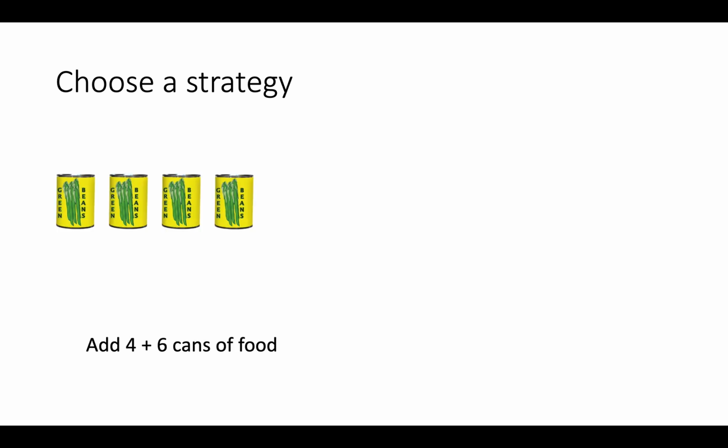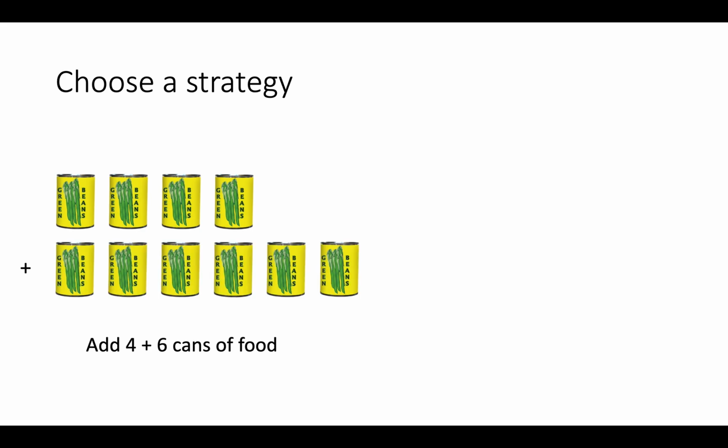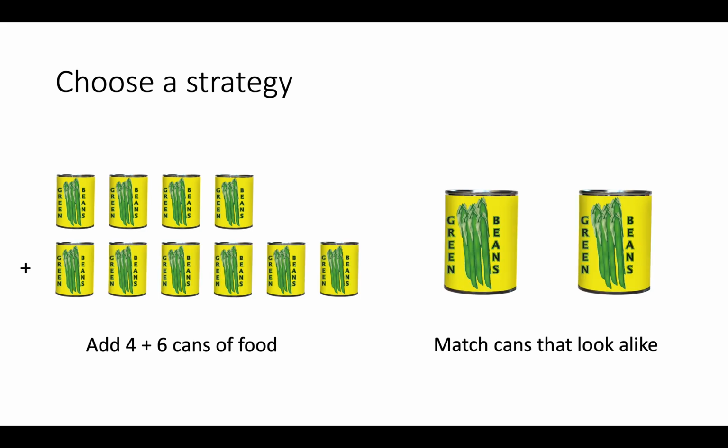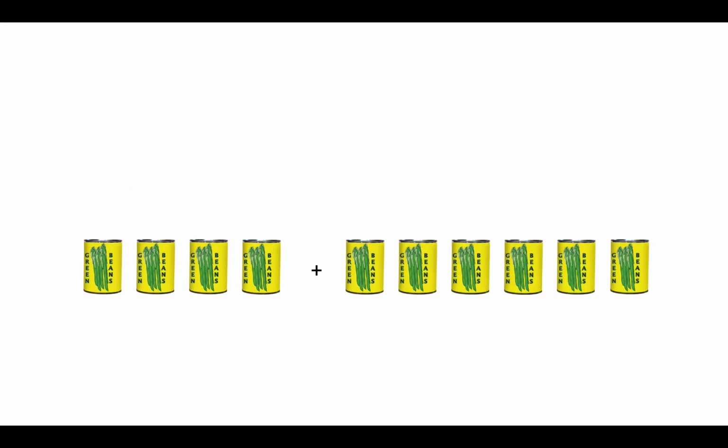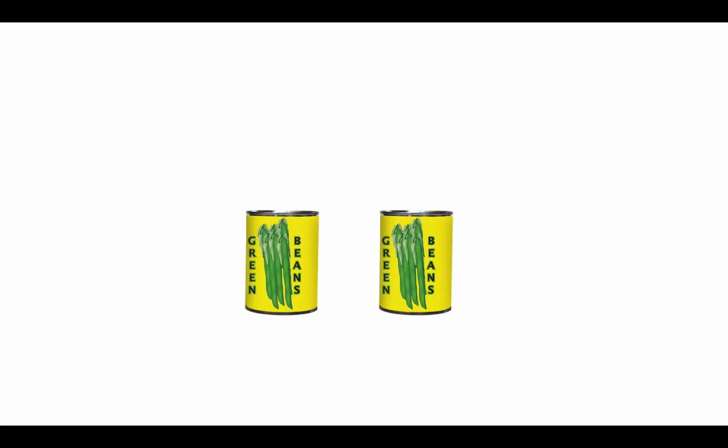Let me think. How do I solve the problem? What is my strategy? 4 plus 6 cans of food to find out how many cans there are, or match cans that look alike. Let me think. When I add 4 cans and 6 cans all together, I can count all the cans to find out how many there are. Matching the cans does not tell me how many cans there are.